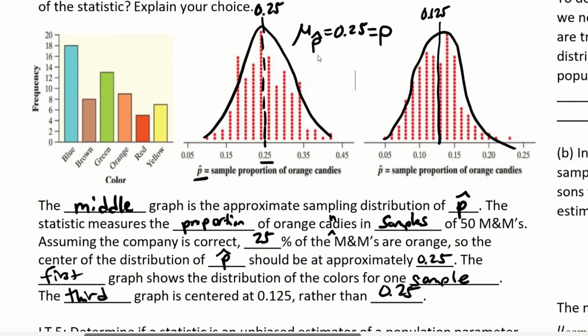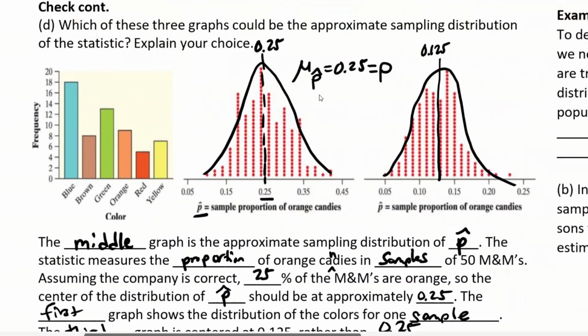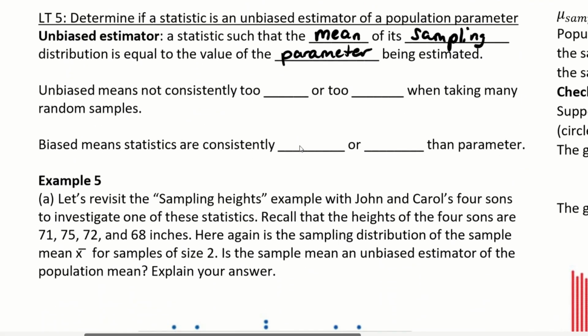This is exactly what we're talking about. So in this case, p hat is an unbiased estimator, right? That's what we mean by unbiased estimator: the mean of the sampling distribution is equal to the true value of the parameter that you're trying to estimate. So again, what does unbiased mean? Remember, unbiased means that you're not consistently too small or too large when you're taking many random samples.